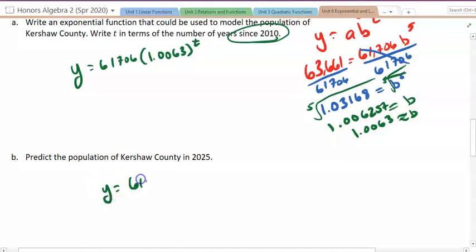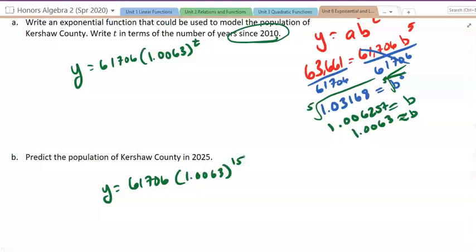Y equals 61,706 times 1.0063 to the 15th. Now, if you kept all those decimal places in your calculator, that is great. Use your calculator storage to keep as many decimal places as possible, because that will give you a more precise answer. And I'm going to show you why that matters, especially as we use very large numbers.